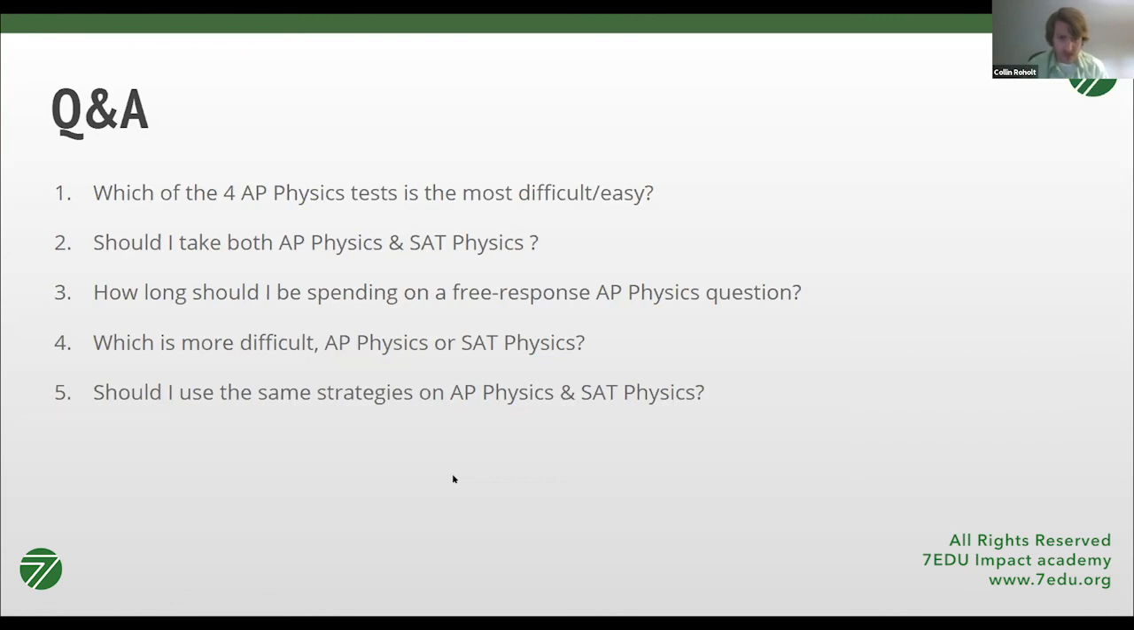So which is more difficult, AP Physics or SAT Physics? As far as how you answer the questions, AP Physics is definitely harder. Having to actually think conceptually, being able to translate between quantitative and qualitative, being able to transfer information that way is definitely much more difficult. But everything on there is stuff that you learned in your high school physics class. You've usually taken an AP Physics course devoted specifically to that material.